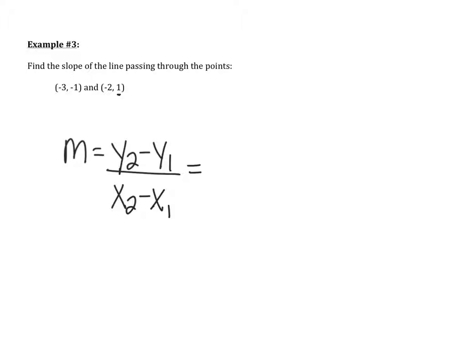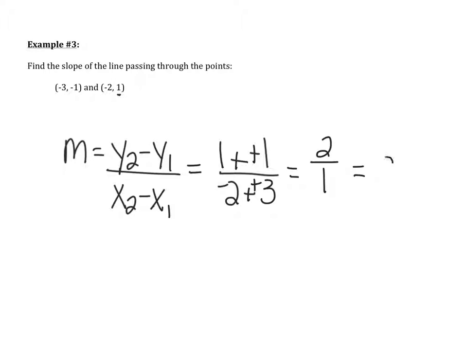So if I start with that 1 on top, I need to subtract the y values. So 1 minus the other y value, which is -1. So 1 minus -1. Since I started with the 1 in this point, I need to start with the -2 on the bottom with the x values. So I'd have -2 minus the other x coordinate, -3. To finish this, I would add the opposite. So 1 plus 1 is 2, and -2 plus 3 would be 1. So my slope in this case would be 2/1, or just 2.